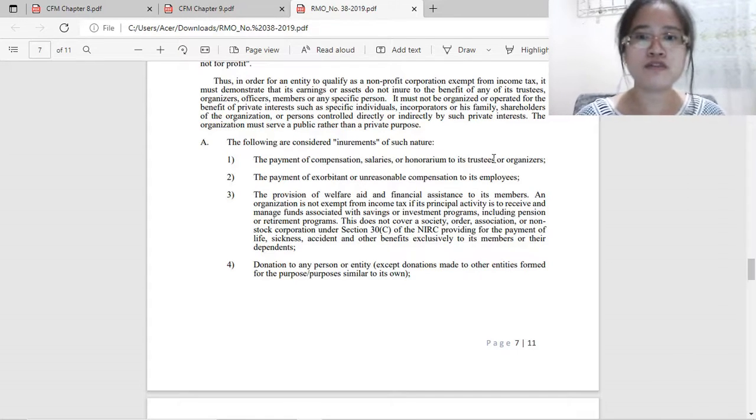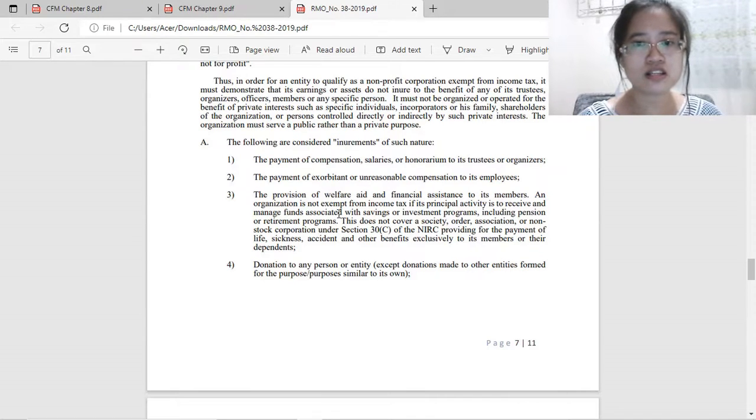Okay, but if you're paying someone who's not doing any work, you're paying them because they're part of the organization, they're a trustee, they're one of the organizers, then that's not reasonable. Okay, payment of exorbitant or unreasonable compensation. So again, it must be reasonable, within the norms. It shouldn't be excessive. Provision of welfare aid and financial assistance to its members.